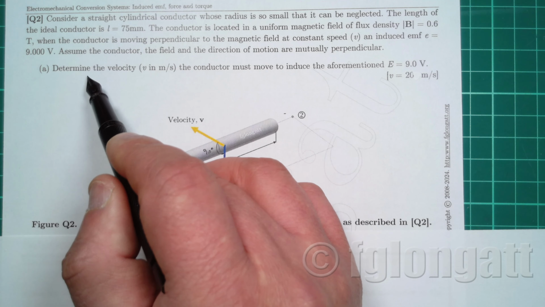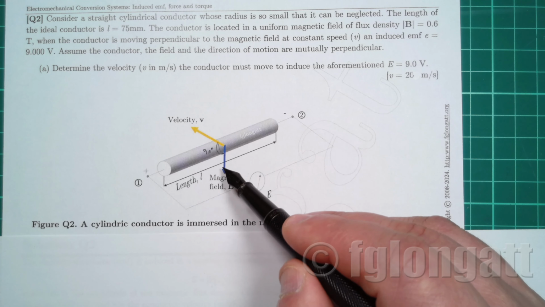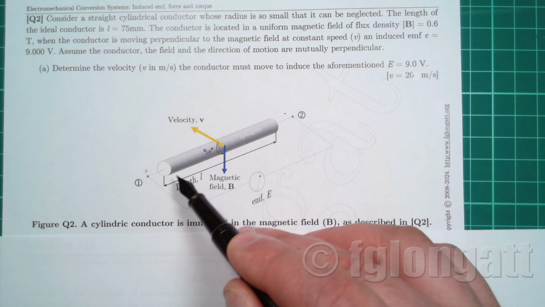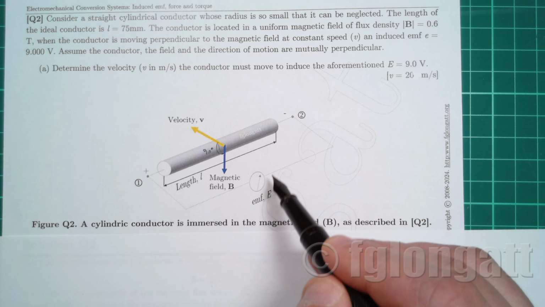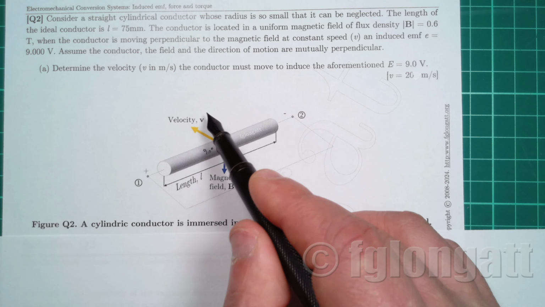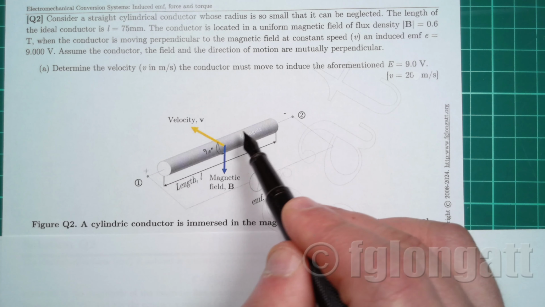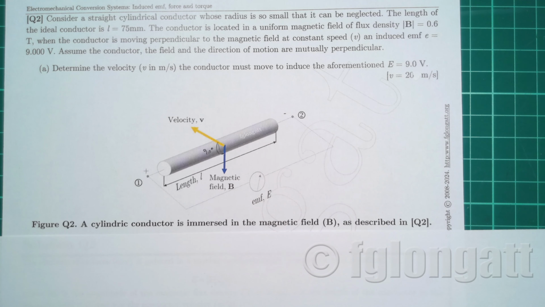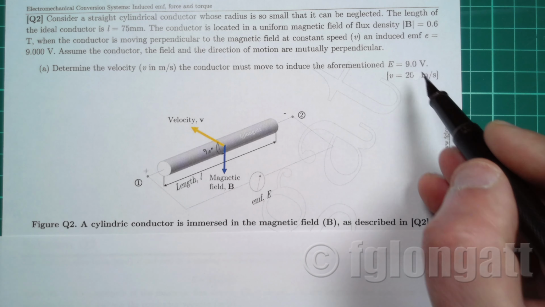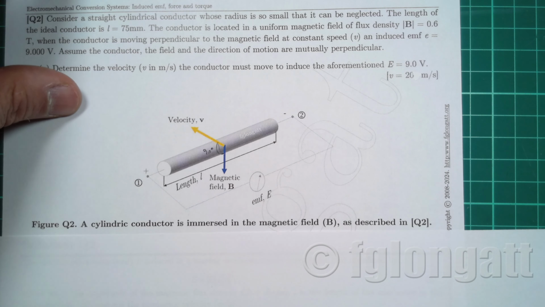But now the magic question. If we know that the magnetic flux density is 0.6 Tesla, the length is 75 millimeters, and the induced voltage is 9 volts, what is the velocity of this conductor in order to induce the 9 volts? This is a very simple example, extremely simple for my students. You can see the result here, if you want to attempt this example by yourself: 20 meters per second.